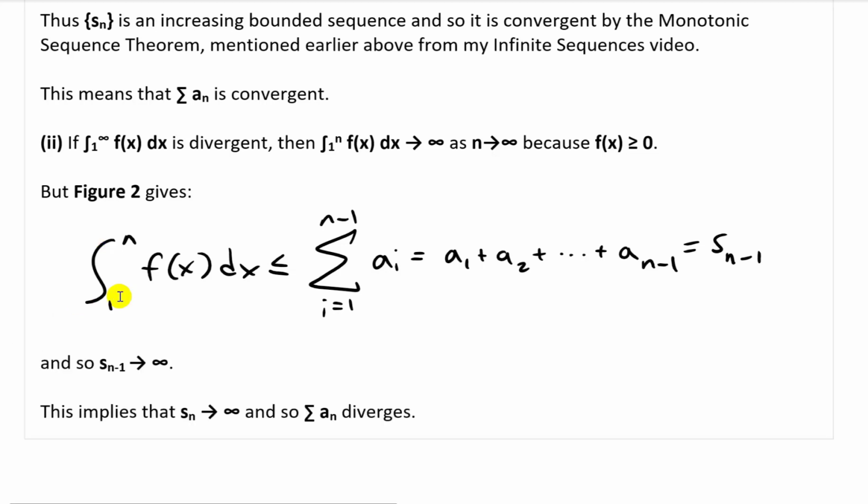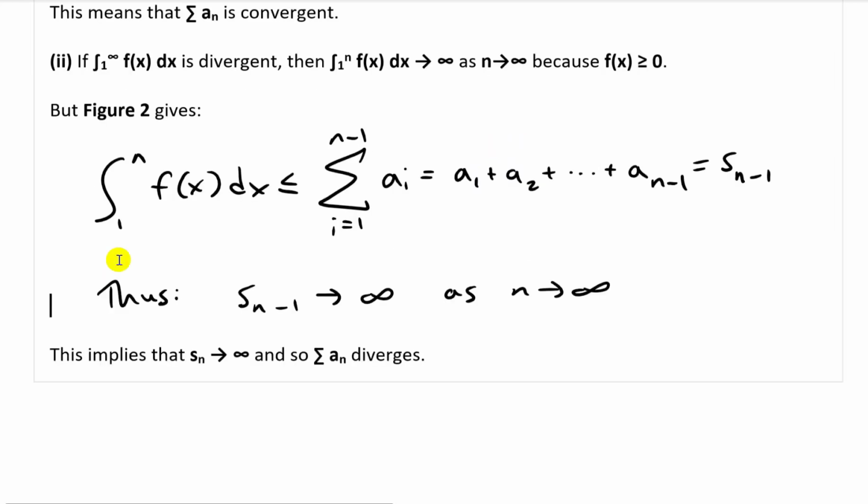What this shows is that S(n minus 1), the partial sum, is approaching infinity, because this integral is divergent, going to infinity as n goes to infinity. Thus the partial sum of the n minus 1 terms approaches infinity as n approaches infinity. This implies that Sn approaches infinity, because if the one before goes to infinity, obviously the one after does too, and thus the series an diverges.